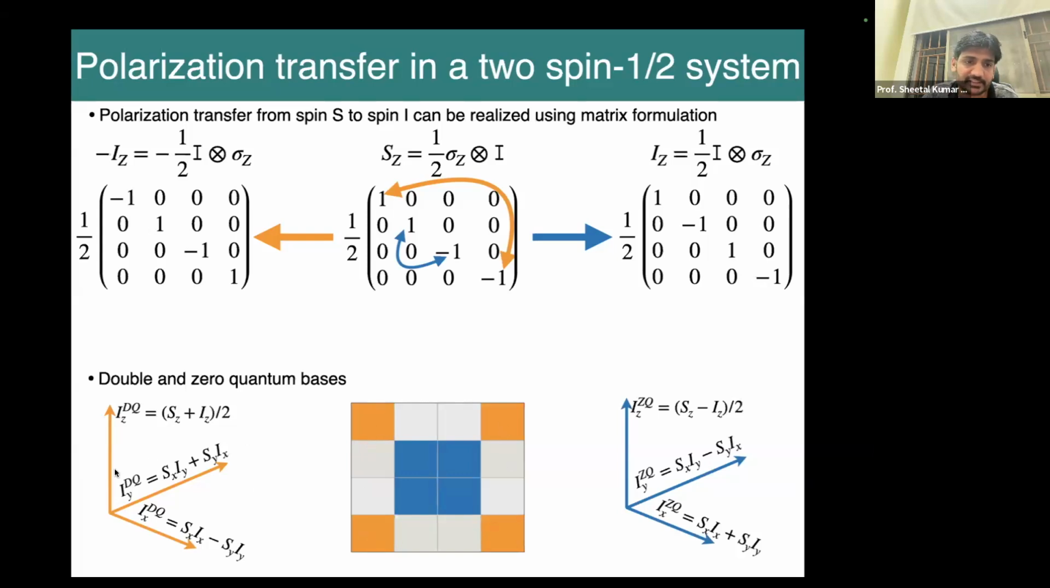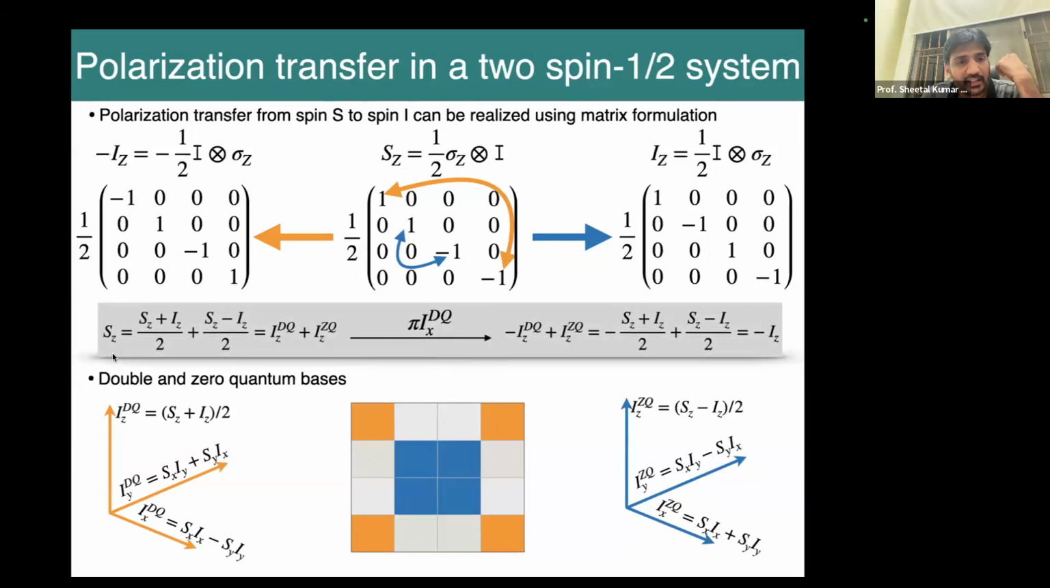Similarly, the double quantum space looks like this. The basis set looks like this. And if we see it closely, just to explain it slightly more, we can write Sz as a sum of double quantum, which is this part, and zero quantum Z operators. And if we have a pi rotation around Ix, this is just an example, but suppose your Hamiltonian is a total pi rotation and the Hamiltonian operator is Ix double quantum, right? Which is basically this term. Then this will invert this Iz double quantum to minus Iz double quantum while leaving the zero quantum part unaffected.